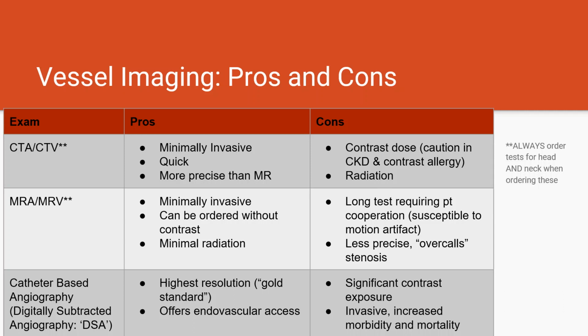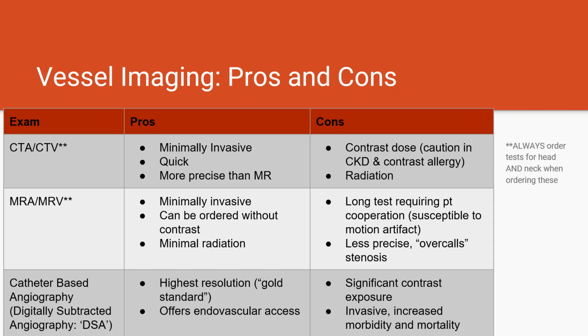If we compare both of these to catheter-based angiography, which is also known as digitally subtracted angiography or DSA, DSA definitely offers us the highest resolution of vessels of the brain, both arteries and veins, and is really considered the gold standard of vessel imaging. It's a procedure performed by placing a small catheter through the groin and into the vessels of the brain, similar to how they get a heart cath. And by placing this catheter internally, we are also offered endovascular access and can do a number of procedures, which I'll talk about later in the lectures.